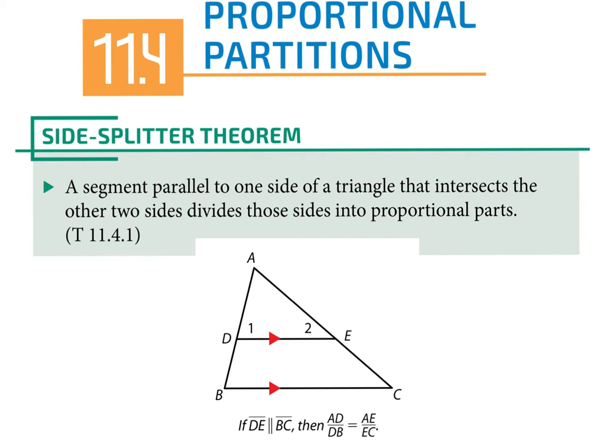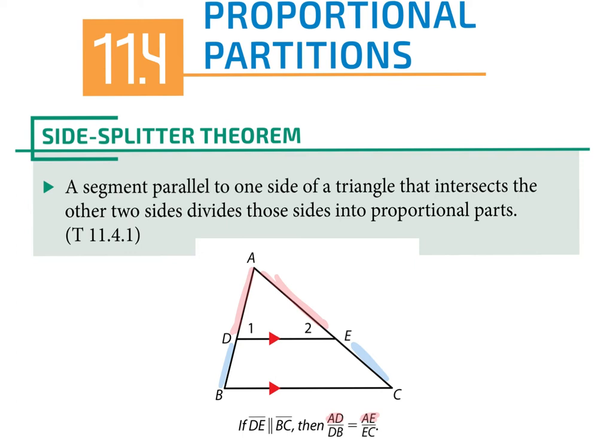It's unlike the median. So the median of the triangle actually hit it at the midpoint, right? So when we did mid-segment, it hit at the median. This is different. This does not make these equal. It actually makes them proportional. And so you'll see that AD over DB is proportional to AE, which is right here, over EC. So it creates proportional parts that are going to be in the same proportion where they break up the sides of this.